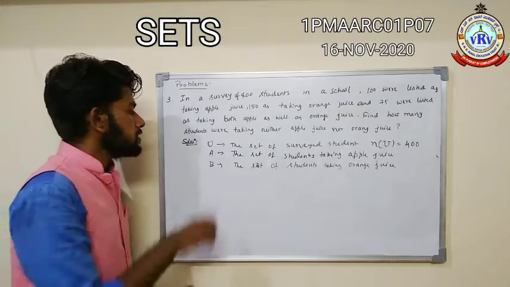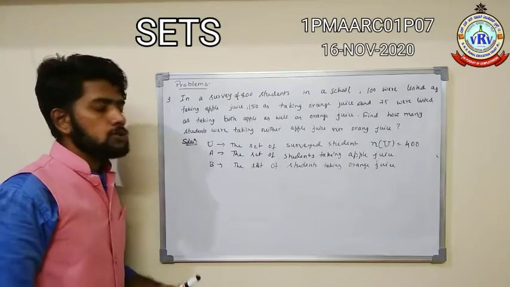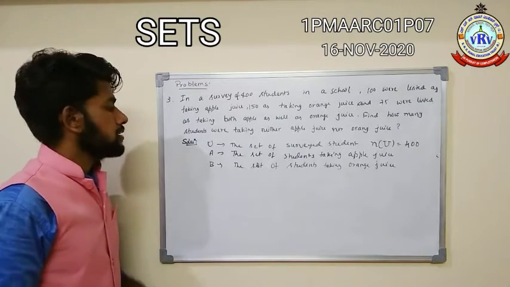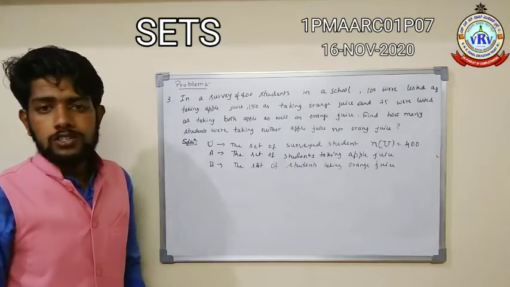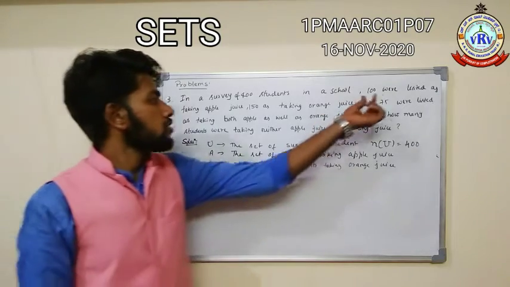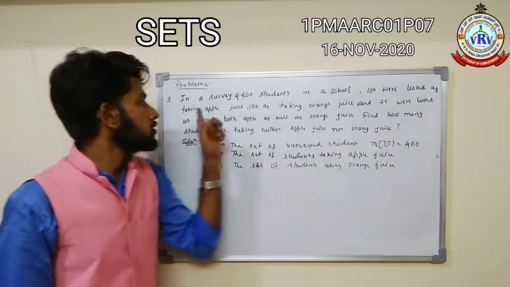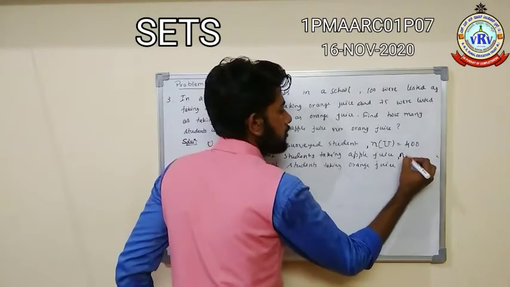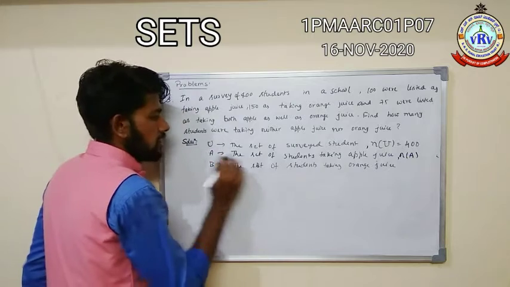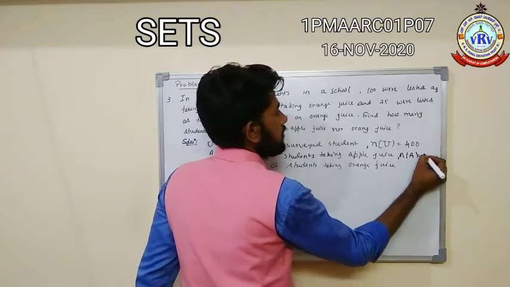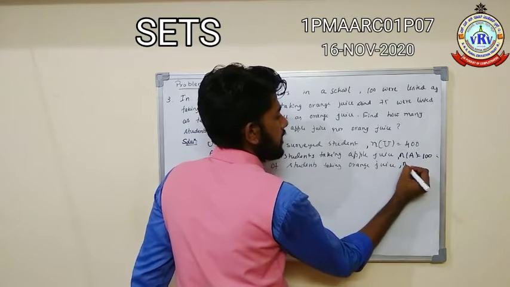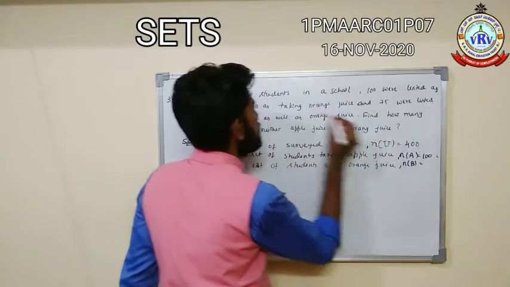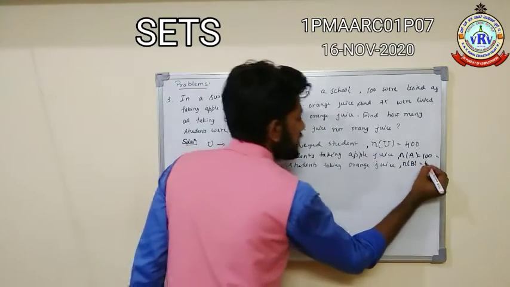Here I am considering set A as the set of students who are taking the apple juice, and set B as the set of students taking orange juice. And they are also given the number of students who have taken the apple juice. Therefore, we denote n of A, because they are taking apple juice, is equal to 100, and n of B is equal to 150.